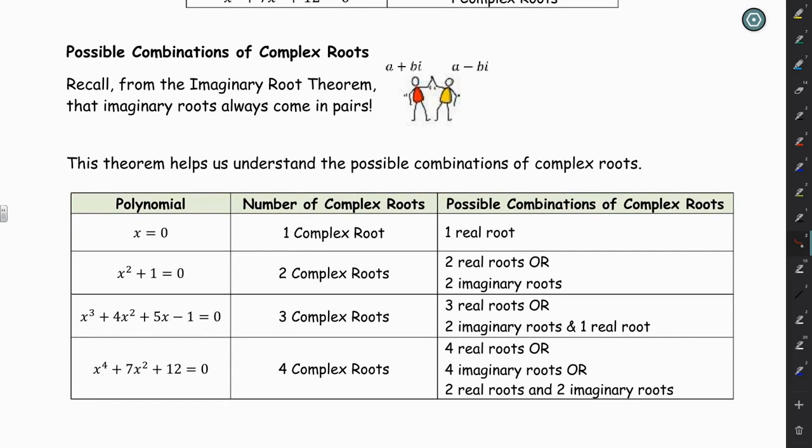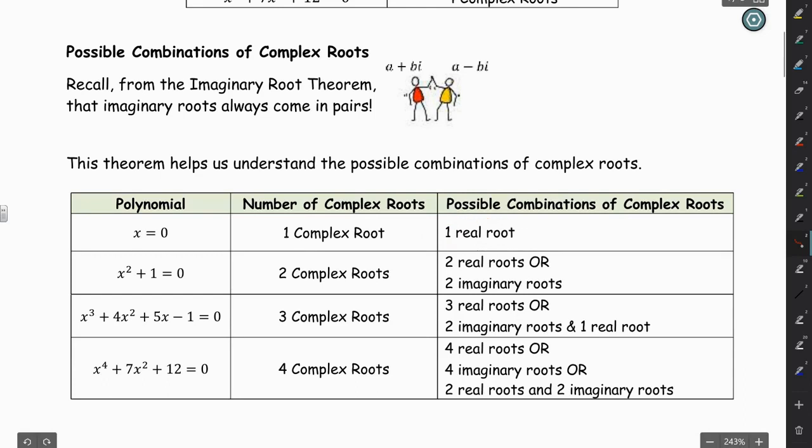Again, we're looking at a first degree polynomial, and we know that we have one root. If we have one complex root, either real or imaginary, it has to be real because imaginary roots come in pairs, and we know we don't have 2 roots, we only have 1. So if we have a first degree polynomial, we only have 1 real root.